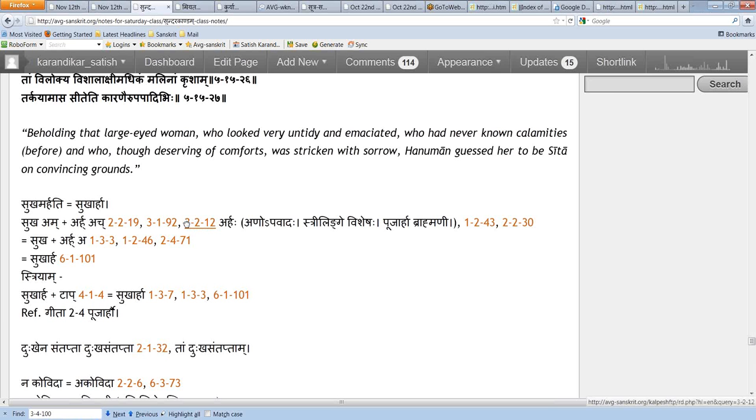Now what difference does it make whether you use ach or an? In any case there is no guna adesha possible, because the upadha is repha and it's a halant dhatu. So we get sukharha regardless of what we do. But the commentary says anu apavadha, apavada for karmanyan, striliṅge visheshaha. The special property will come in the feminine.